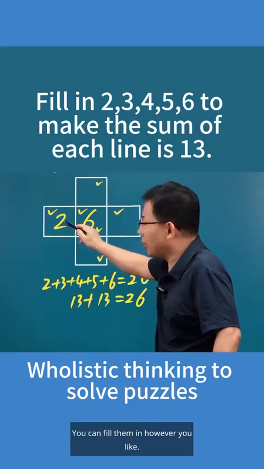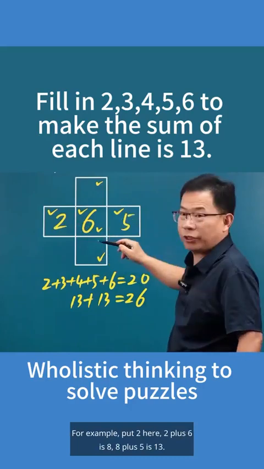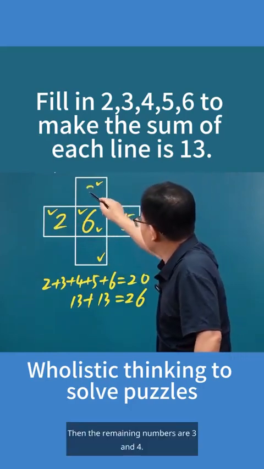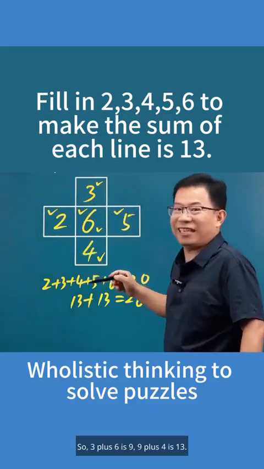Once the middle number is set as 6, the other numbers become very simple. You can fill them in however you like. For example, put 2 here. 2 plus 6 is 8. 8 plus 5 is 13. Then the remaining numbers are 3 and 4. So 3 plus 6 is 9. 9 plus 4 is 13.